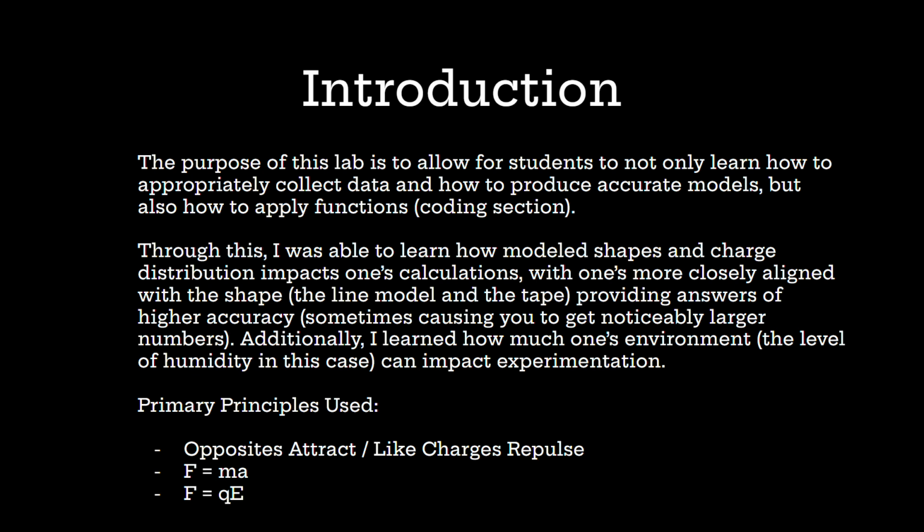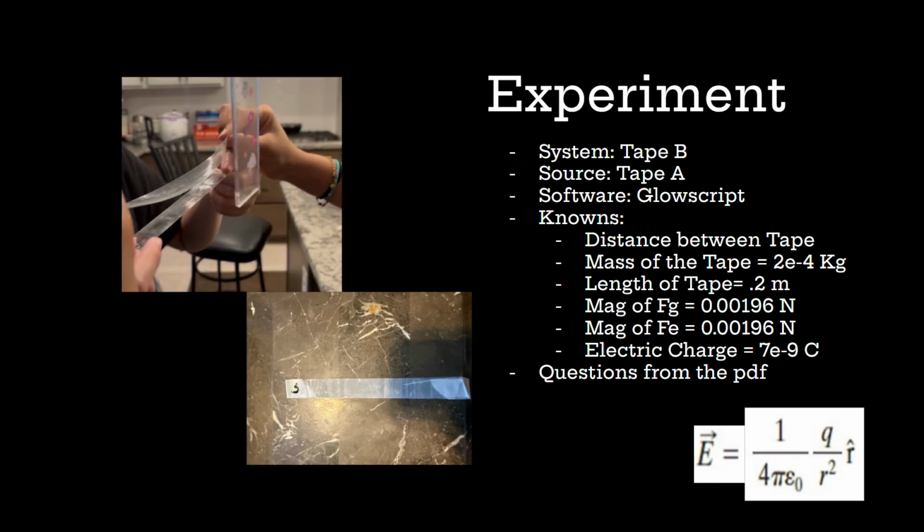Additionally, I learned how much one's environment, the level of humidity in this case, can impact experimentation, as it took me a multitude of tries to actually create charged tape, I believe because my environment is too humid, at least initially. The primary principles that I used within this lab are the ideas that opposites attract and like charges repulse, the law that F equals ma, and also the idea that force is equal to charge times the external field around that charge, the external electric field.